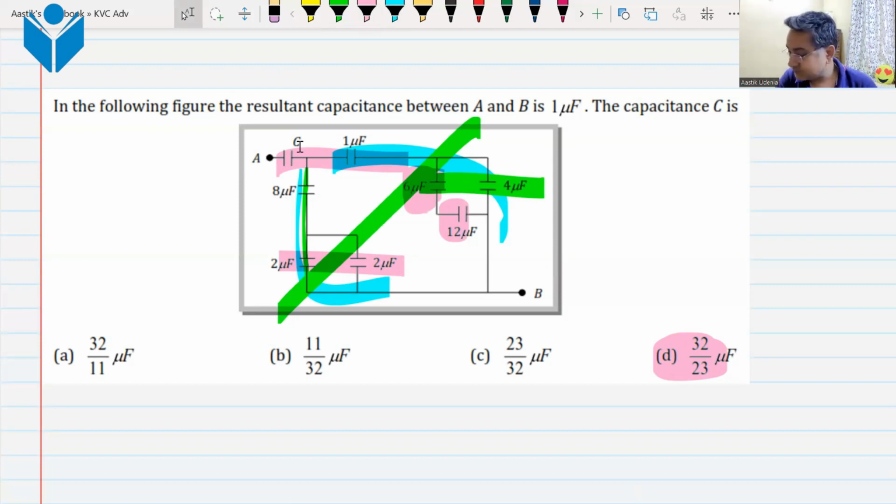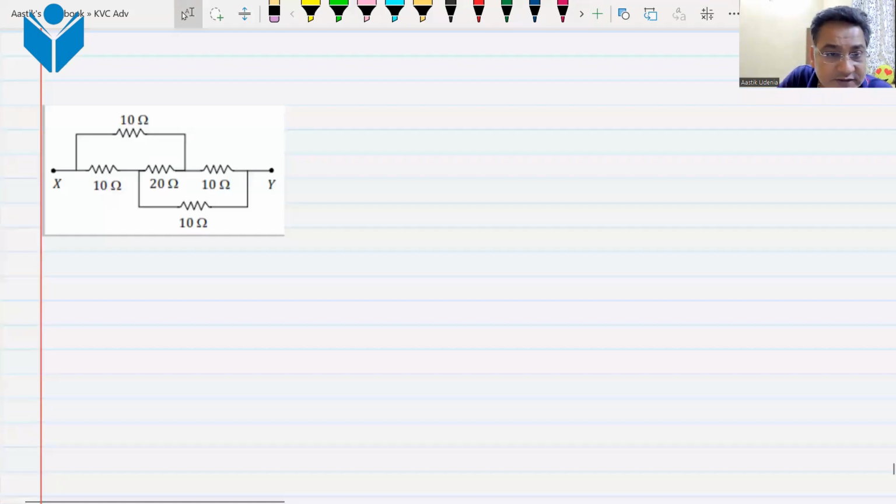Everyone got this? Yes, sir. This is the next question. What is the equivalent resistance between points X and Y?